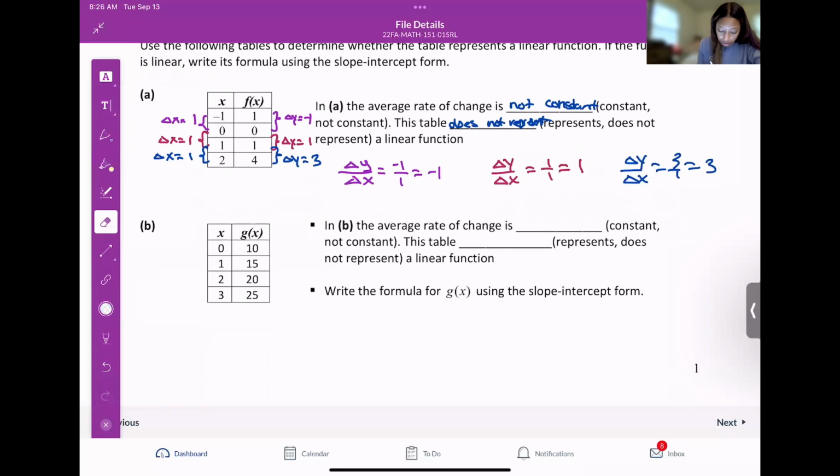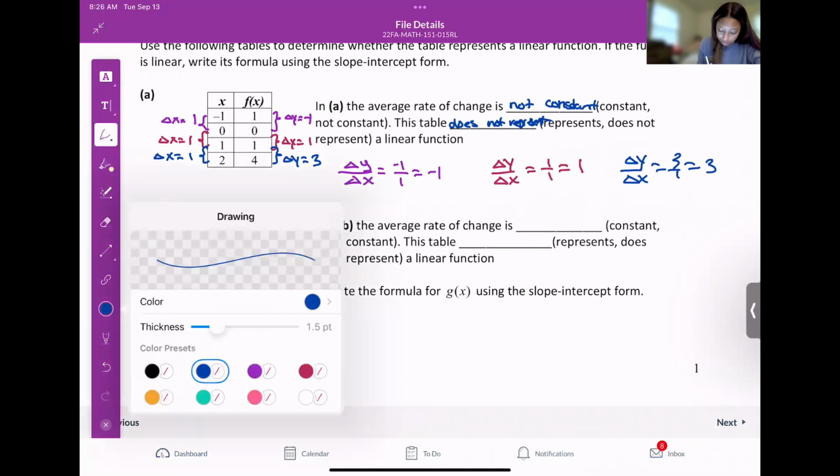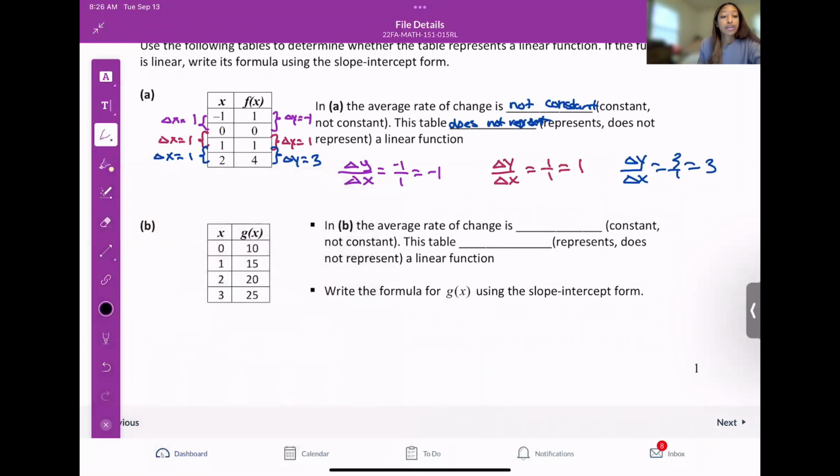For part B, we have the ordered pairs 0, 10, 1, 15, 2, 20, 3, 25. If we look at the delta x's, from the first point to the second point, delta x is 1, and delta y is, we're going from 10 to 15, so 5. We get that the slope is delta y over delta x, 5 over 1, which is 5. Cool. And actually, that's going to be the same for all of them.